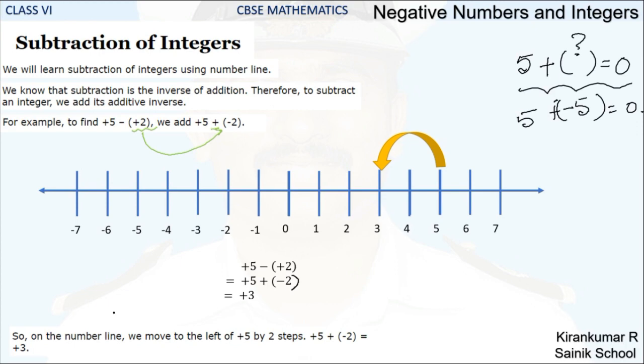Now we have subtracted 2 from 5. To understand it in a better way, let's take up some examples and try subtracting them.